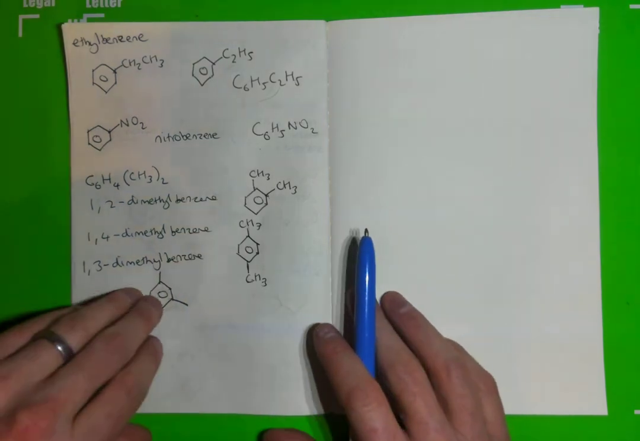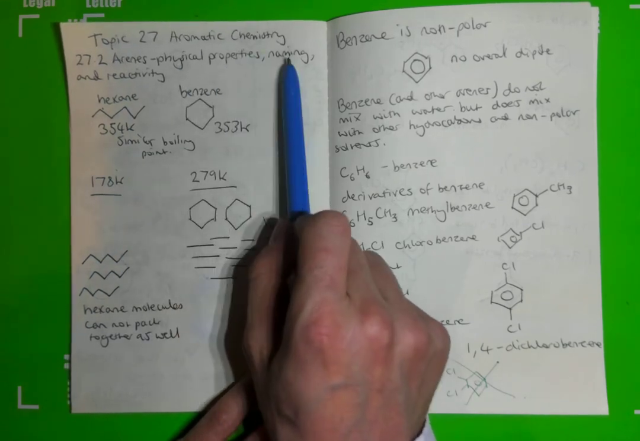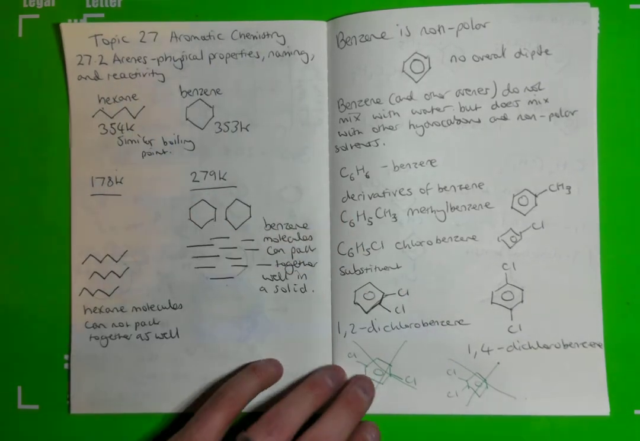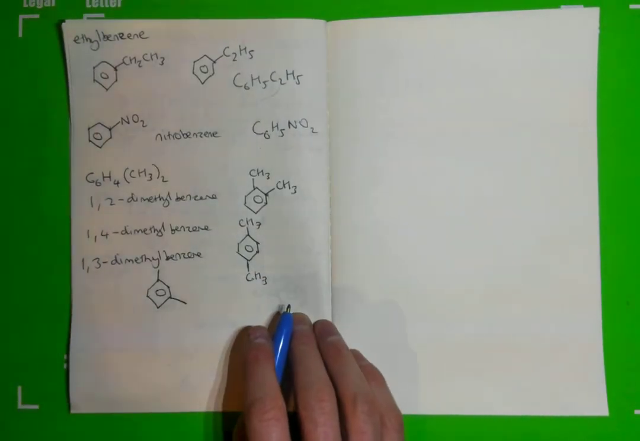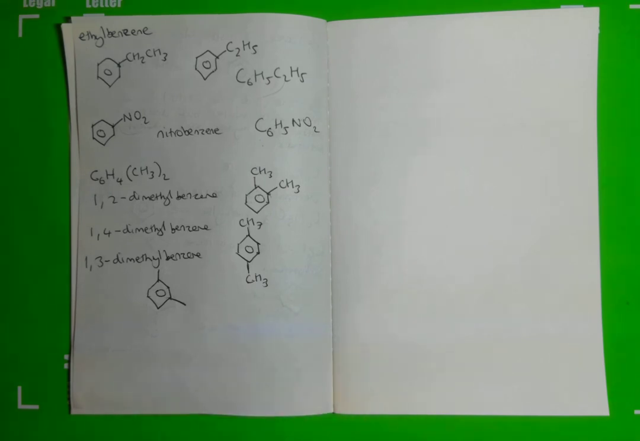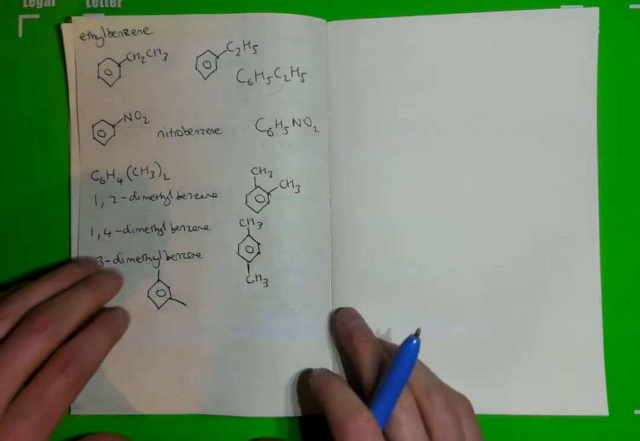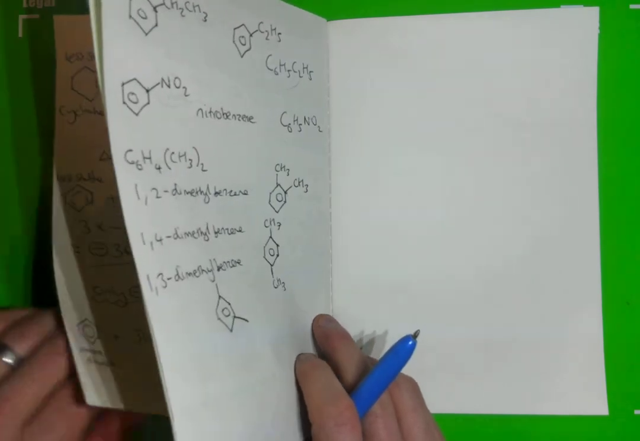So what we've done so far is we've looked at physical properties, naming, and now we're going to touch on reactivity. So we're going to look at the reactivity of aromatic compounds. So the first thing to remember is the high electron density in the ring of aromatic compounds like benzene. So we did that in 27.1.